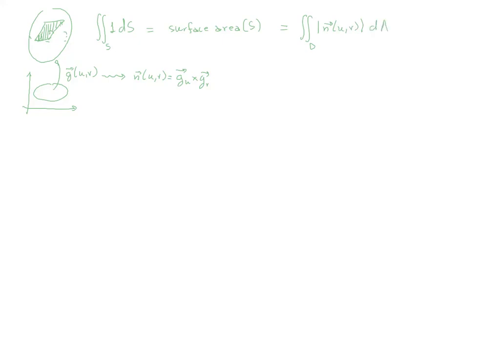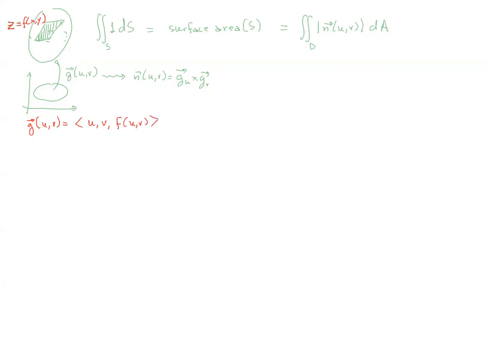And it turns out that this can be computed quite easily in the case that the surface patch can be thought of to be a graph of a function of two variables. So let's say that z here is f of x, y. Then the parameterization that we can have is going to be g of u, v equals u, v, f of u, v.